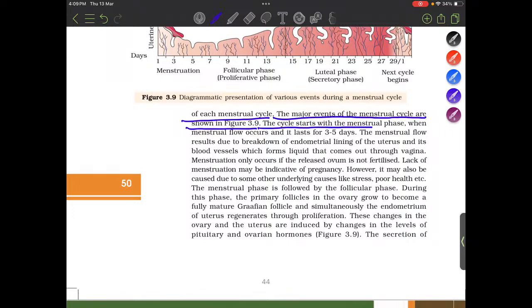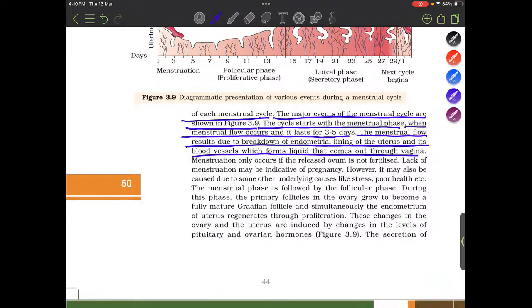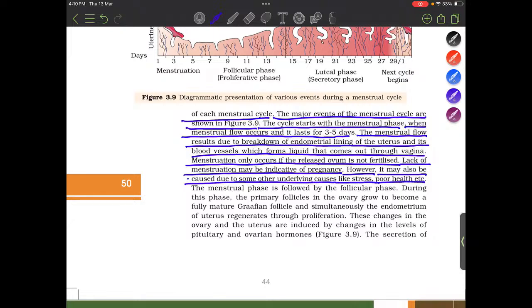The cycle starts with the menstrual phase, when menstrual flow occurs, and it lasts for 3 to 5 days. The menstrual flow results due to breakdown of the endometrial lining of the uterus and its blood vessels, which form liquid that comes out through the vagina. Menstruation only occurs if the released ovum is not fertilized. A lack of menstruation may be indicative of pregnancy. However, it may also be caused by other underlying causes like stress, poor health, etc.